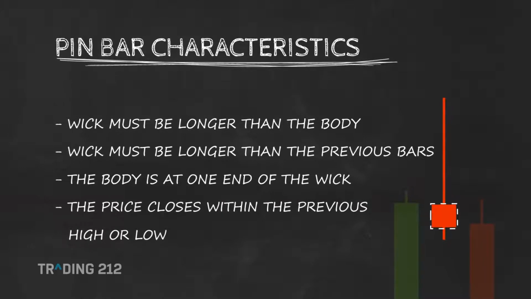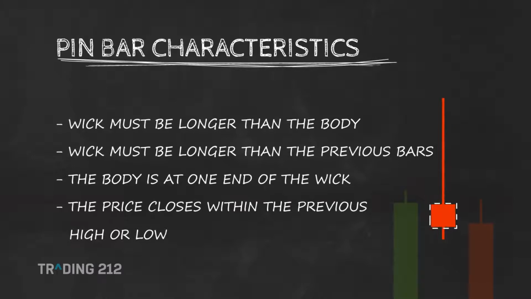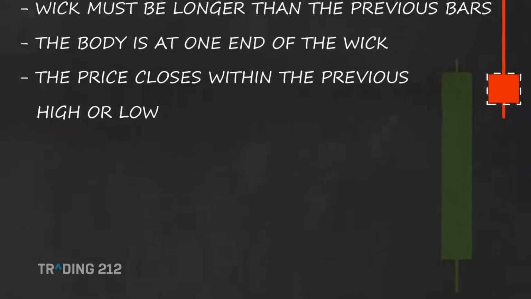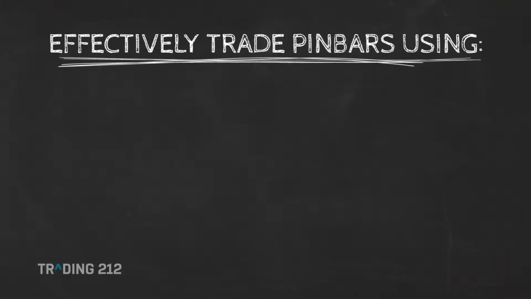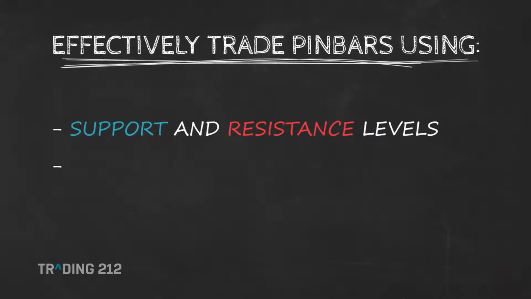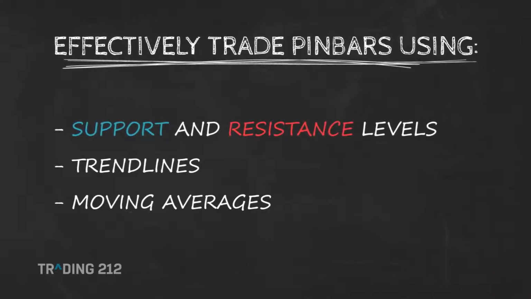To effectively trade pin bars, it is not enough to make sure that it is well formed and has the characteristics we just described. To reduce the number of losing trades with pin bars, trade with additional confirmation, such as support and resistance levels, trend lines, and moving averages.